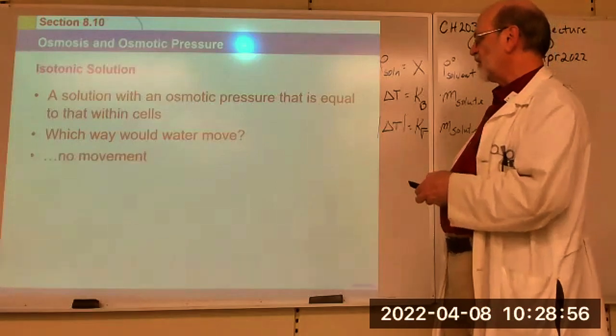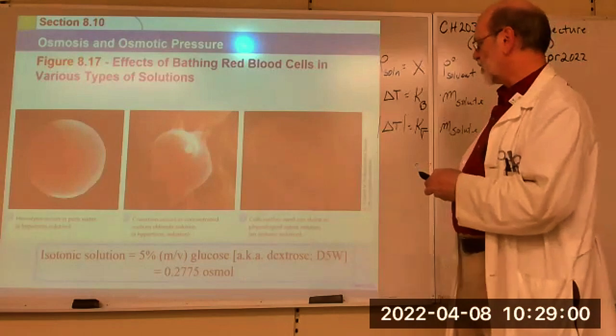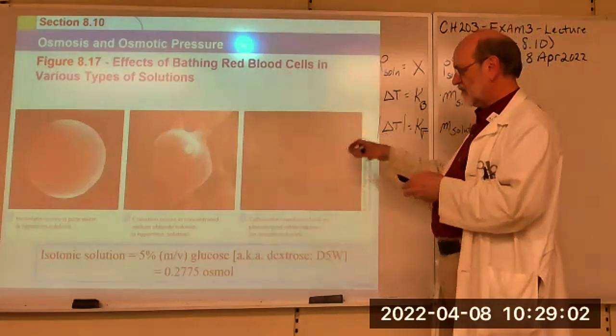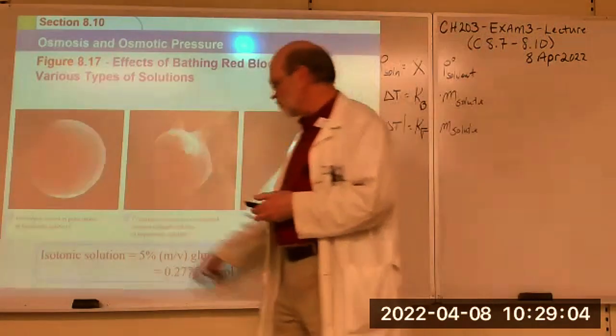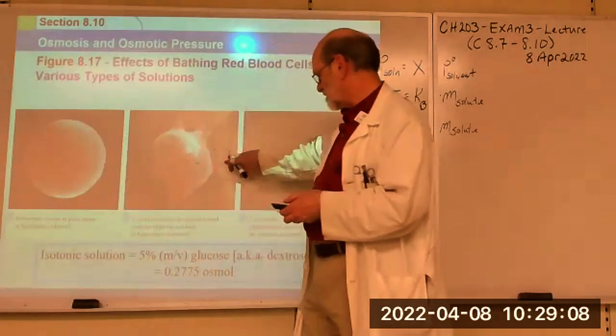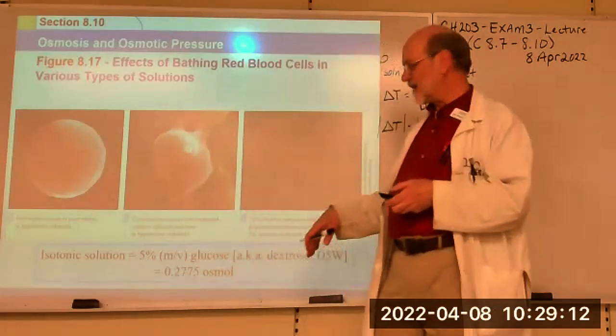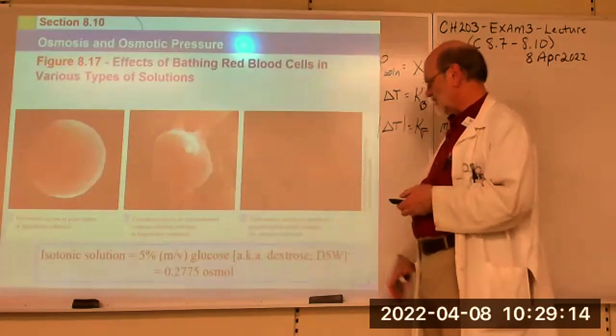So there'll be no movement there. And this is what your blood cells would look like in various situations. Hemolysis would be the result of hypotonic solution, crenation would be from hypertonic, and this would be isotonic.